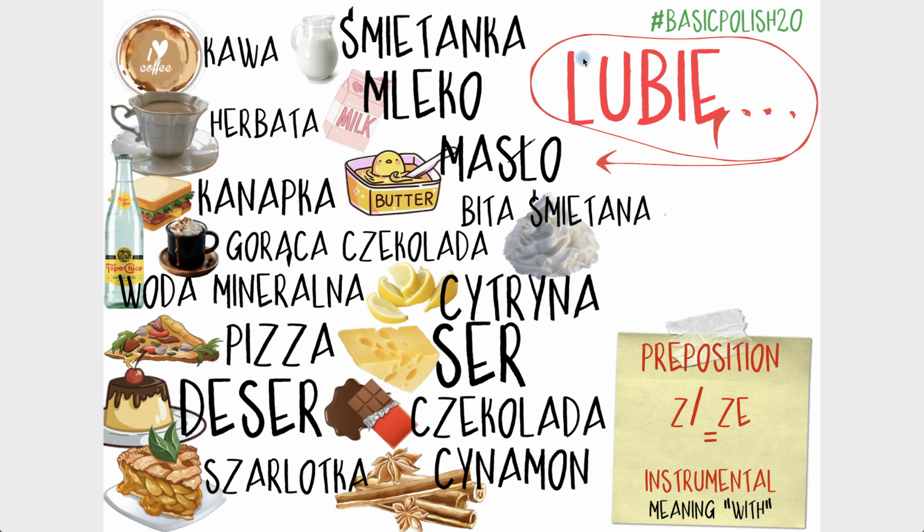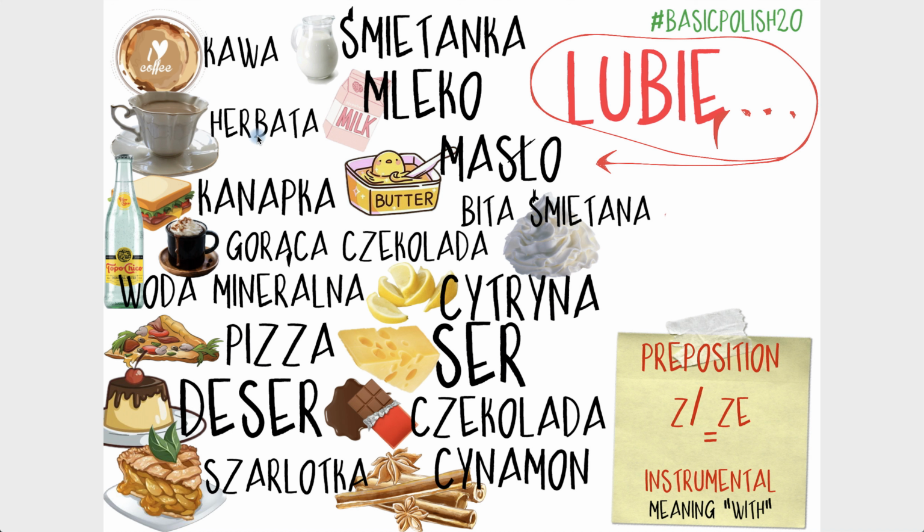I like coffee with cream. Think accusative here. Think instrumental here. Let's do it. Lubię kawę ze śmietanką. If you did it exactly like that, well done to you. It's not easy. It's really difficult. So well done if you managed to create that sentence grammatically correct. So I like coffee with cream. Once more. Lubię kawę ze śmietanką.